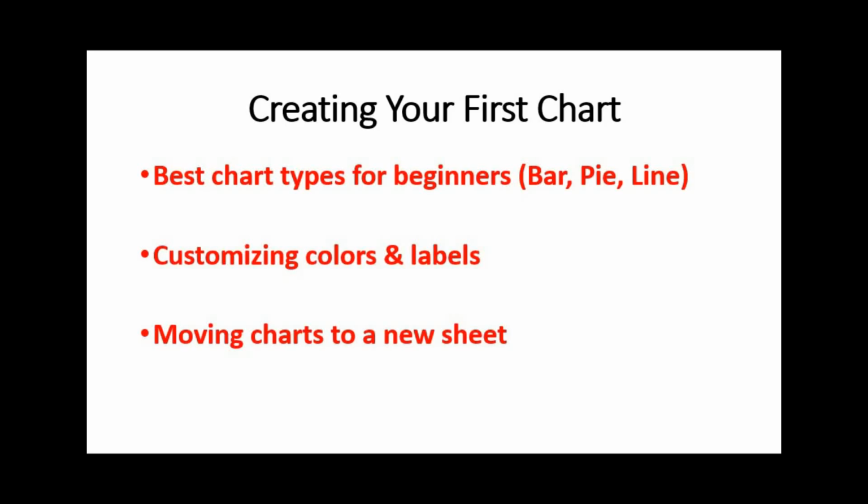In the fifth part, we will learn how to create our first chart in Excel. We'll start by looking at the best chart types for beginners, for example, the bar chart, the pie chart and the line chart. You also learn how to customize colors and labels. Finally, in this part, we'll learn how to move our chart to a new sheet.